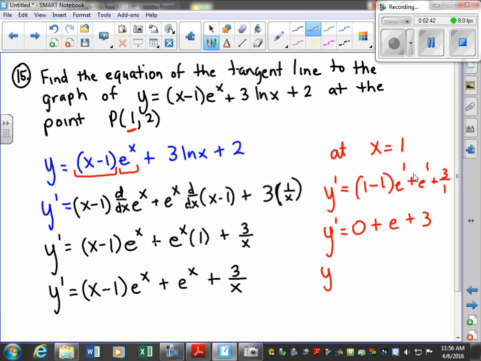So the first derivative at the point P, when x equals 1, we're just going to get e plus 3. This represents the slope of the tangent line. They want us to find the equation, so we've got to go one step further. This is the slope of the tangent line where x equals 1. On the next page, we'll finish out the equation.